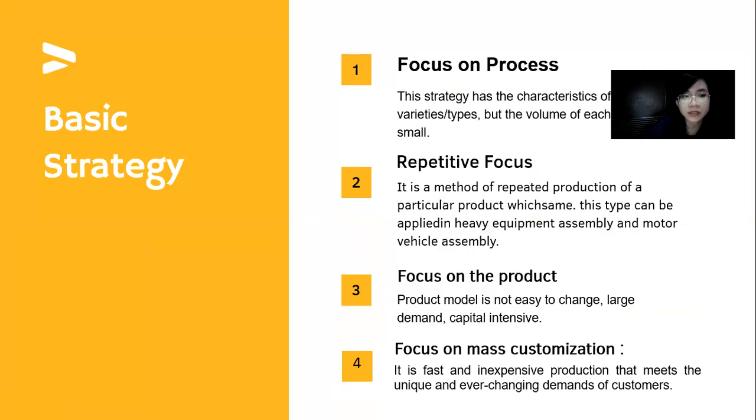Okay, for the next slide, basic strategy. There are 4 basic strategies. For the first, focus on process. This strategy has the characteristic of many varieties or types, but the volume of each type is small. The second, repetitive focus. It is a method of repeated production of a particular product, which this type can be applied in heavy equipment assembly and motor vehicle assembly.